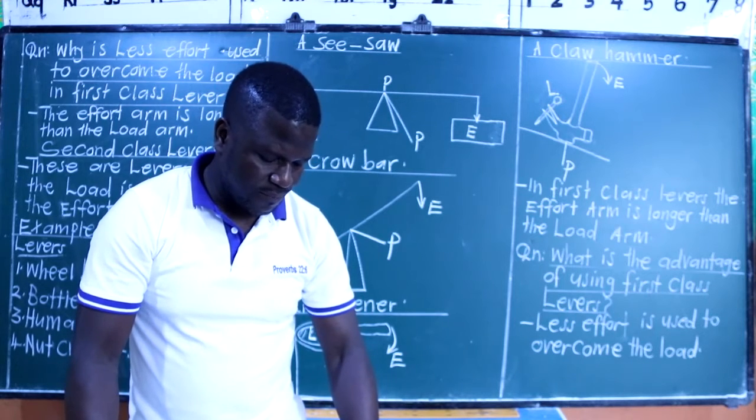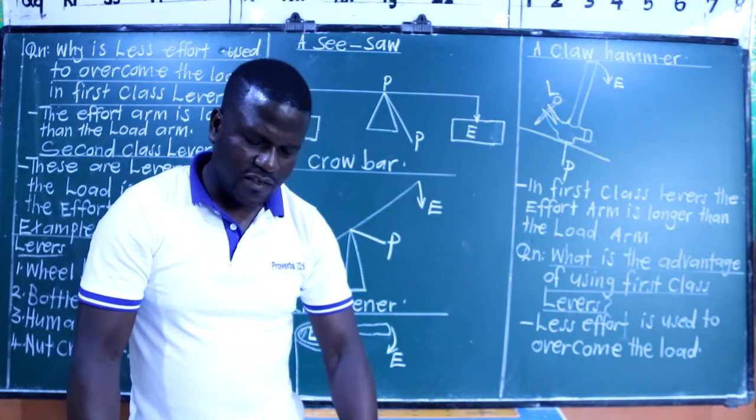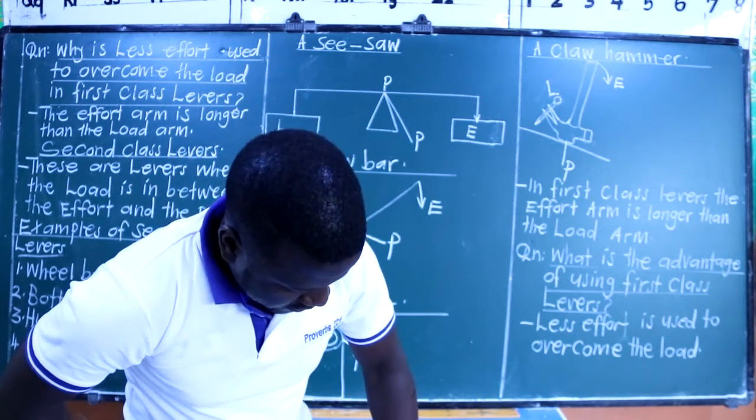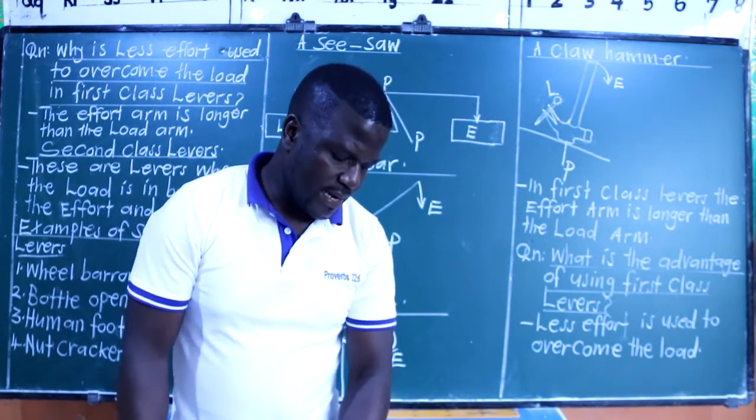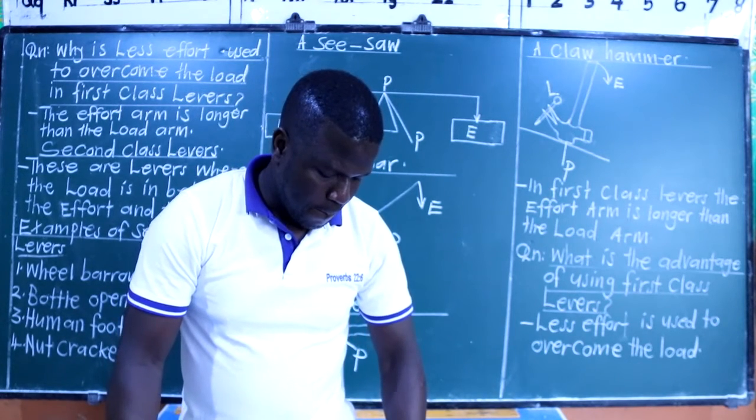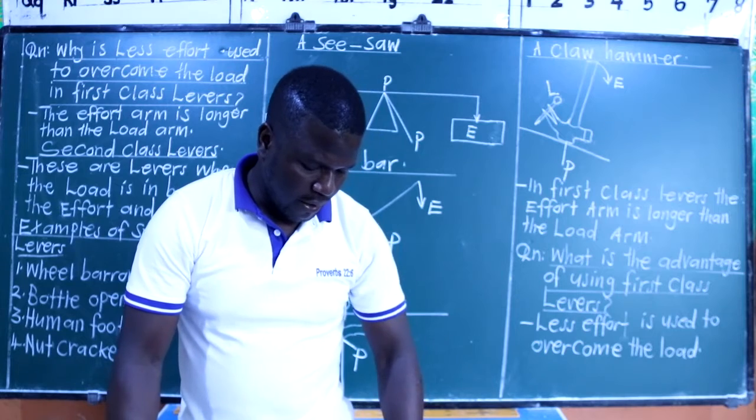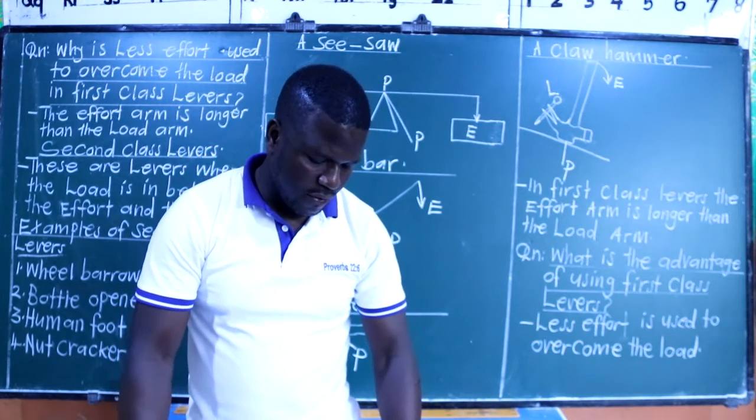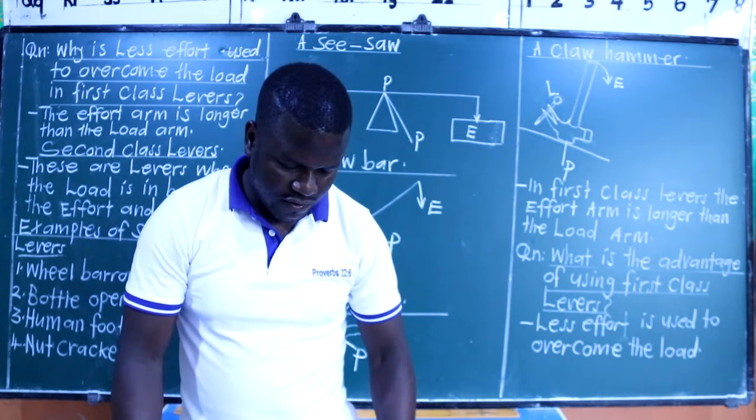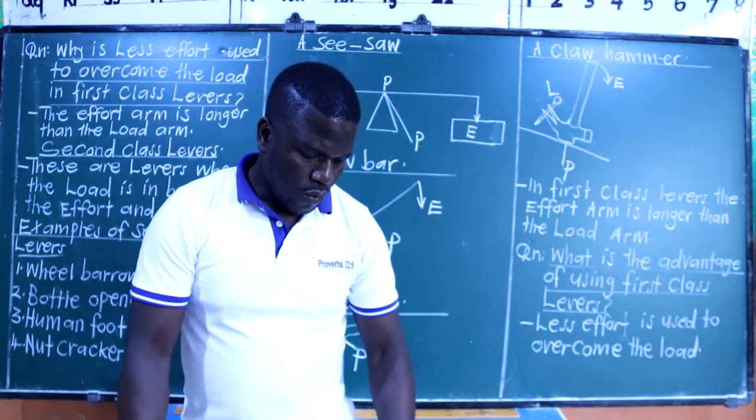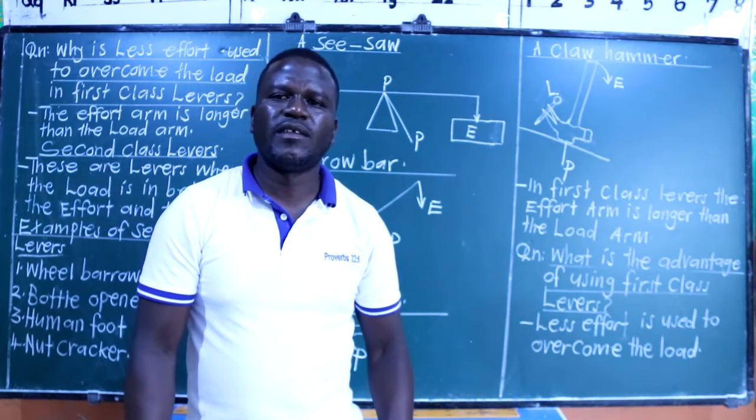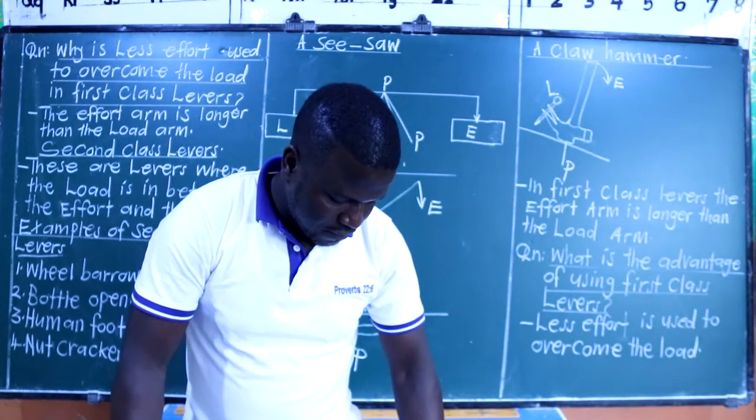If you look at page 46 in your book, there is a diagram showing a wheelbarrow, bottle opener, nutcracker, and the human foot. So we look at the advantage of using second-class levers.